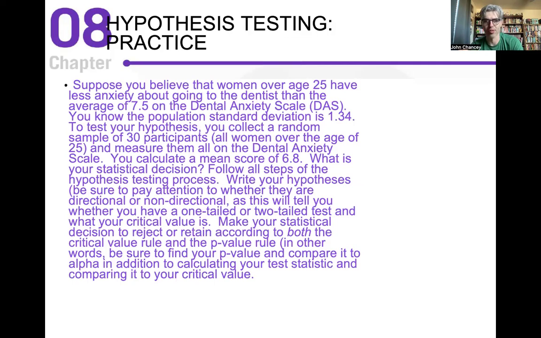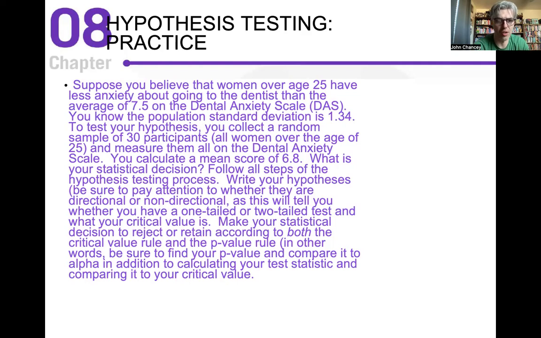Okay, here's a quick practice of what this might look like, and I'm just going to walk through the steps slowly and help you see what goes into this. Suppose you believe that women over the age of 25 have less anxiety about going to the dentist than the average of 7.5 on the dental anxiety scale. You know the population standard deviation is 1.34. To test your hypothesis, you collect a random sample of 30 participants, all women over the age of 25. You measure them on the dental anxiety scale. You calculate a mean score of 6.8.